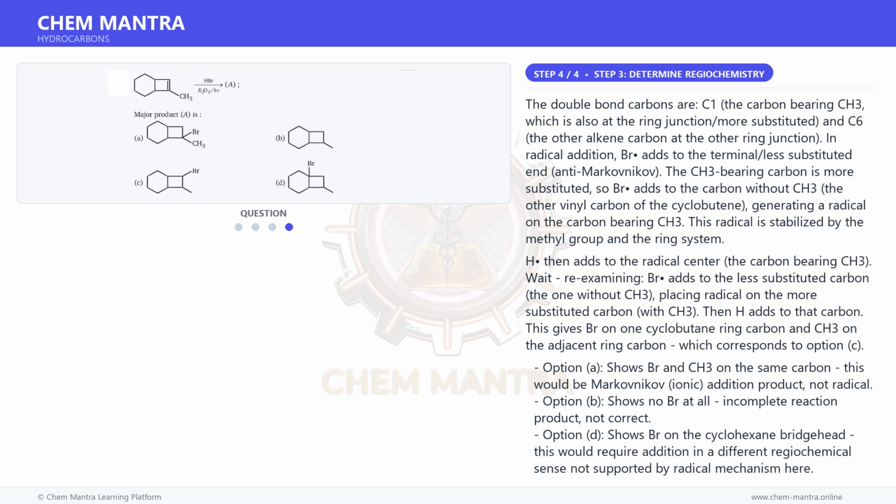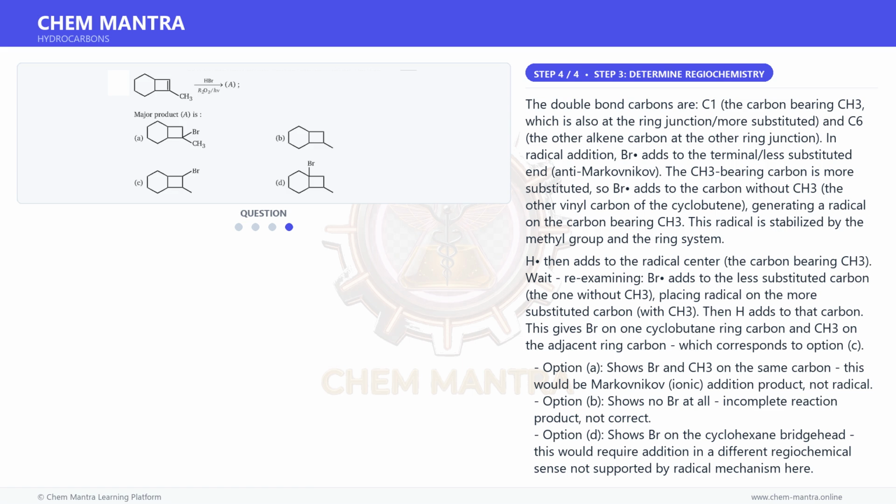Option A shows Br and CH3 on the same carbon. This would be the Markovnikov ionic addition product, not radical. Option B shows no Br at all, an incomplete reaction product, not correct. Option D shows Br on the cyclohexane bridgehead. This would require addition in a different regiochemical sense not supported by the radical mechanism here.